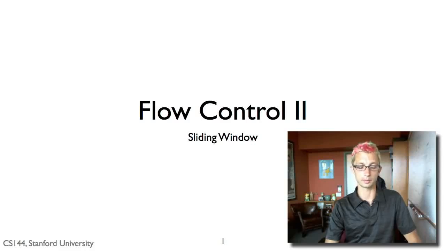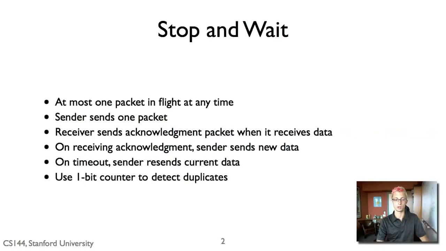In this video, I'm going to talk about a slightly advanced flow control algorithm called sliding window, used in most high-performance protocols today. So recall, a simple flow control algorithm called stop and wait has at most one packet in flight at any time. This is the basic, simple protocol you might try to implement the first time you're doing reliable communication.